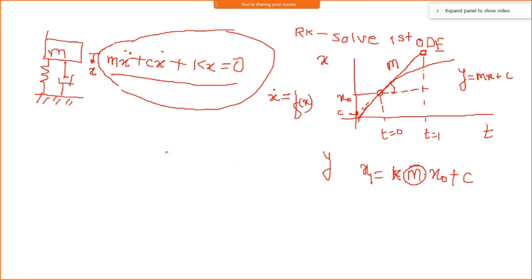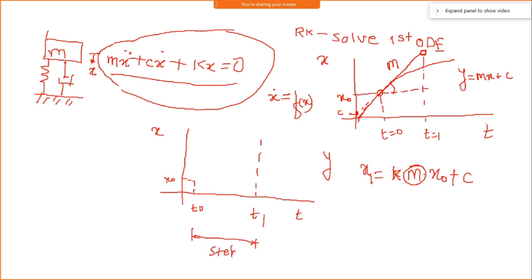In the RK method, if I look into the typical graph of this, this is my first point, t0 and x0. And somewhere I want to determine t1. This is the domain, or within that I want to determine the step size. When we are solving, we may take not just a single slope, we may take multiple slopes at different locations, maybe here, maybe here.